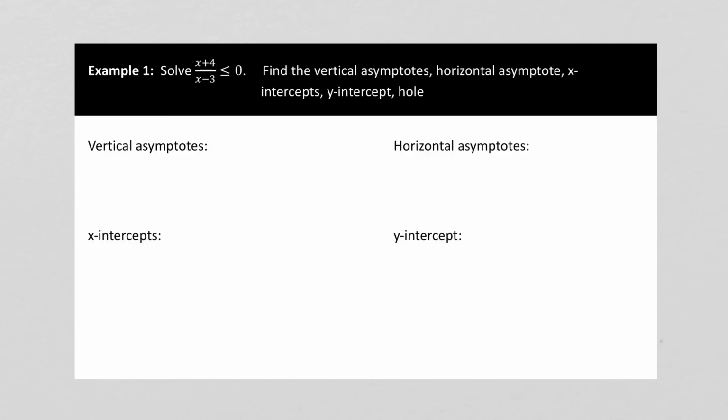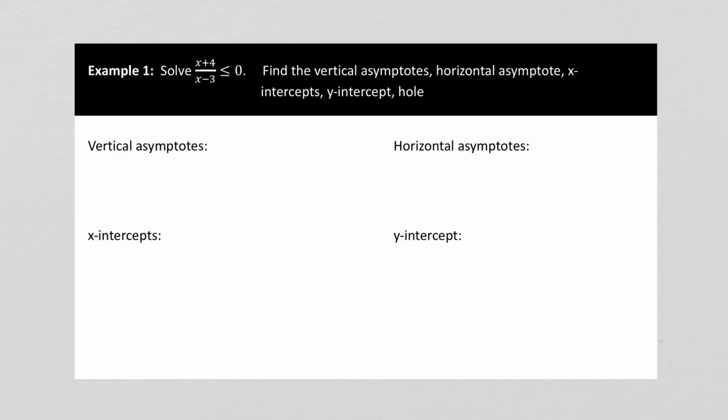For example 1, it says here, well, I guess this is our third example really, but find the vertical asymptotes, the horizontal asymptote, x-intercepts, y-intercept, and a hole if there is one. So, looking at x plus 4 over x minus 3 is less than or equal to 0.